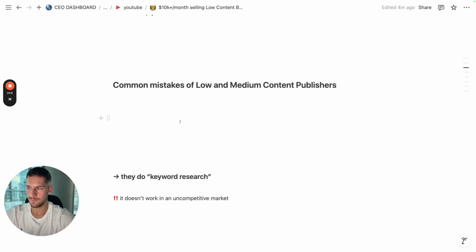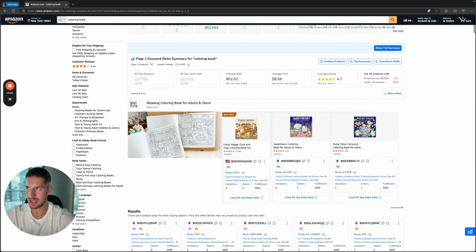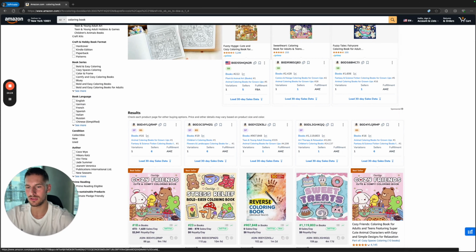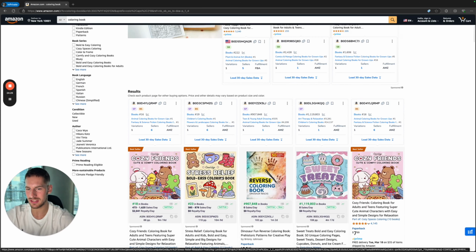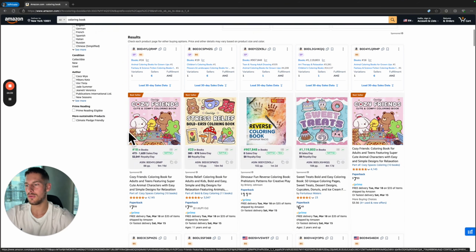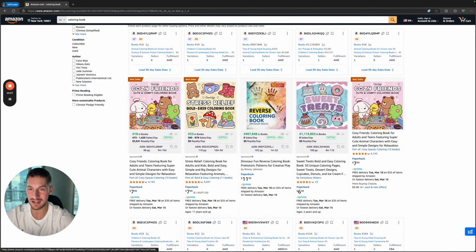Okay, so let's see some examples directly on Amazon of what I'm talking about. This is the first one. Coloring book is the most common low content book, and what people think a low content book actually is. Everybody thinks coloring book. Do you think that this publisher, Cocowayo, created this coloring book with keyword research? Any of these? Maybe this one, you can find stress relief, yes. But Cozy Friends coloring book, you think this was a keyword? This was a guy who did keyword research.